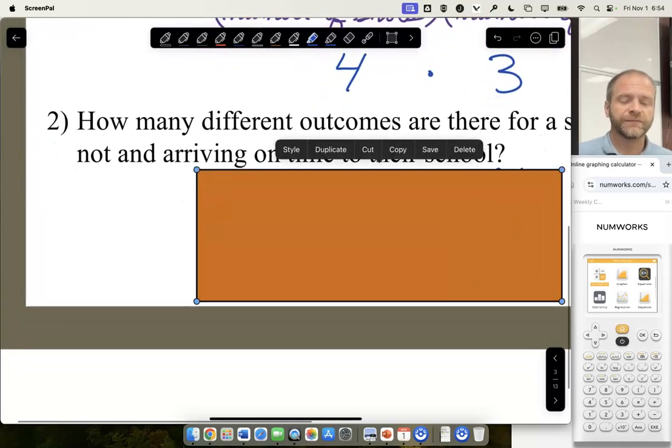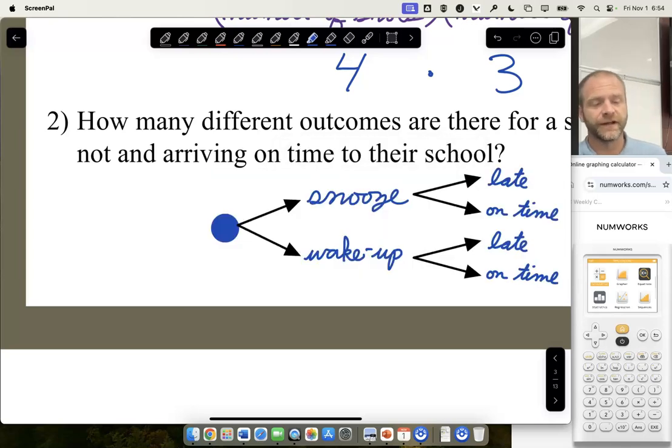So if we look at this, what we have first is the student. And so right here is the student. The student's laying down and the alarm goes off. They are either going to hit the snooze button or they're going to wake up. So that is a total of, you can see, 2 branches there. 2 different outcomes can happen if you either hit the snooze or you go back to sleep.